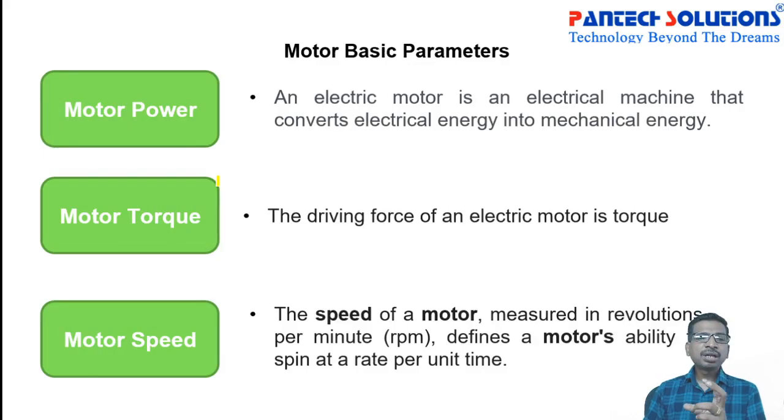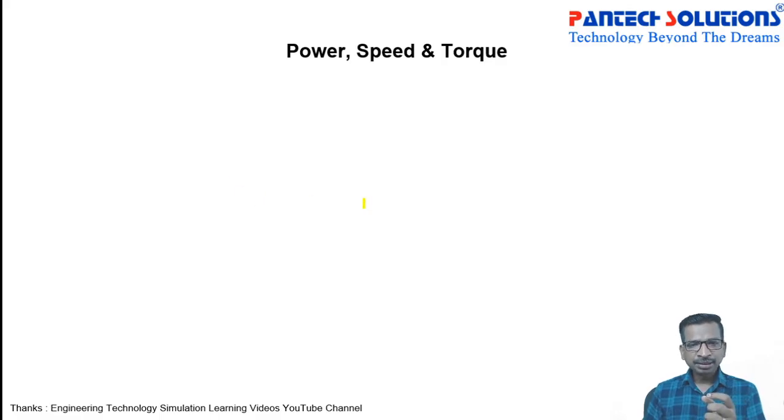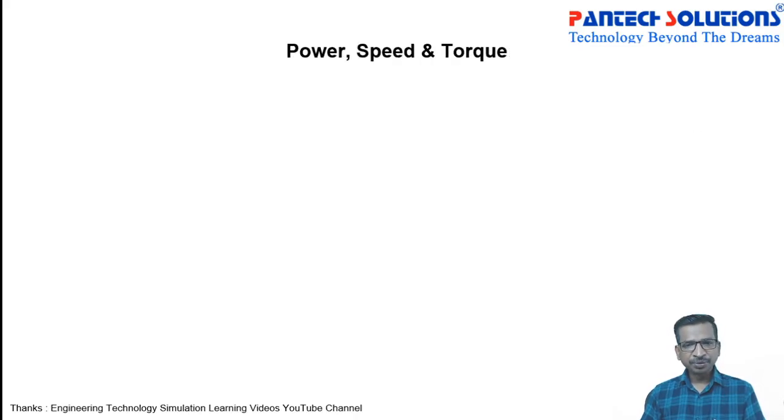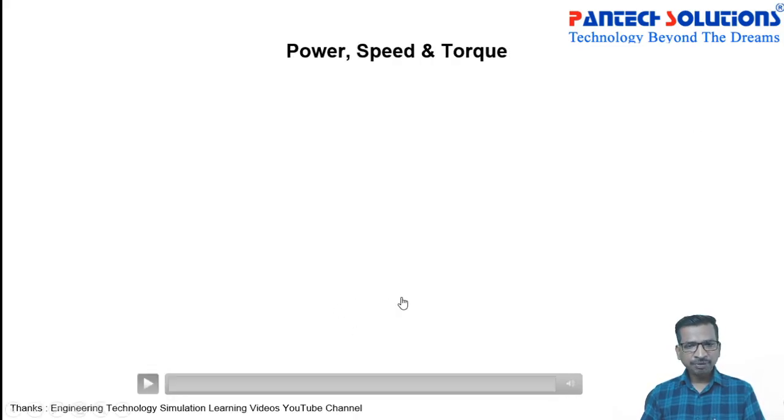And so what are all the basic motor parameters? The first one is motor power and motor torque and then motor speed. These parameters can be easily understood with an animated video. If you take this video, you can easily understand these parameters. So I will play you an animated video.